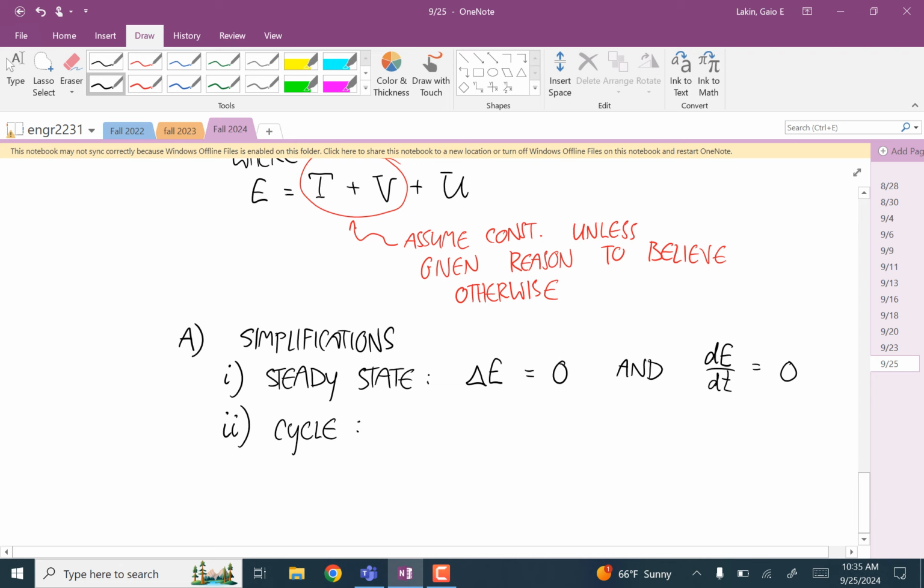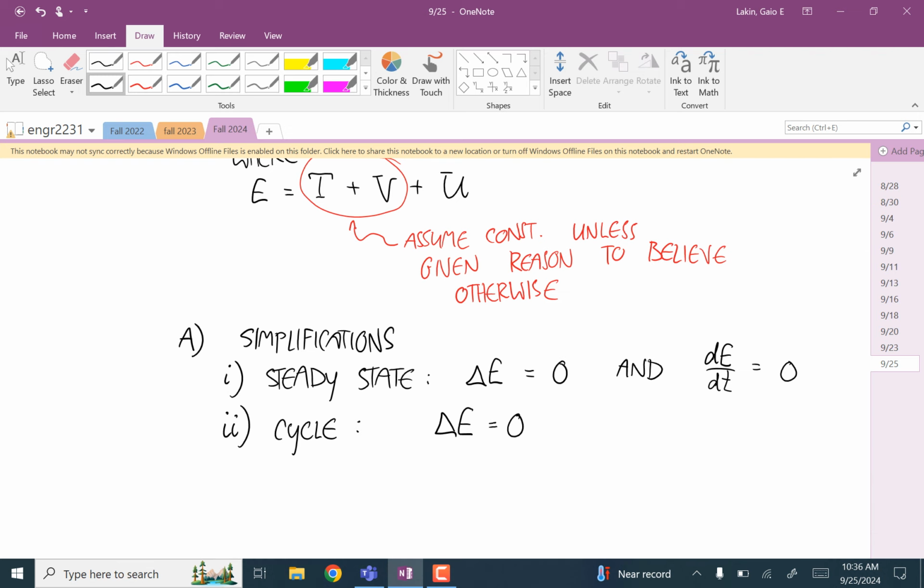A cycle is kind of similar, except steady state means there's just no changing of properties as time goes by. In a cycle, the properties can change. It's just that if you're comparing two of the same points in a cycle, the repeating points, all those property values have returned to be the same. So this one also means that the change in energy is equal to zero, but it doesn't mean dE/dt is equal to zero over the whole thing.